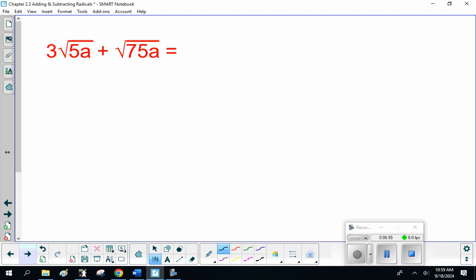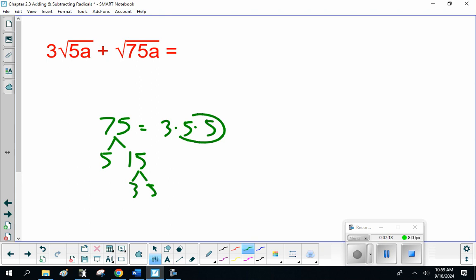Now, if I happen to have a letter in there, remember we also talked about simplifying letters. Now 5 is prime and A is just A. There's nothing I can do. 75, on the other hand, is 5 times 15, which is 3, 5. This is 3 times 5 times 5. Now it's a square root, so I'm looking for pairs. So that should be 5 square root 3.